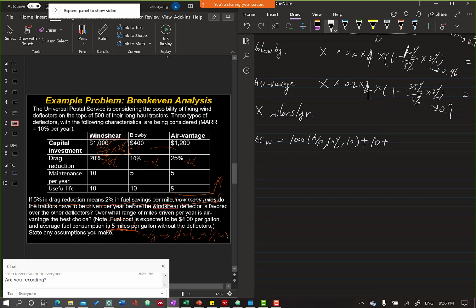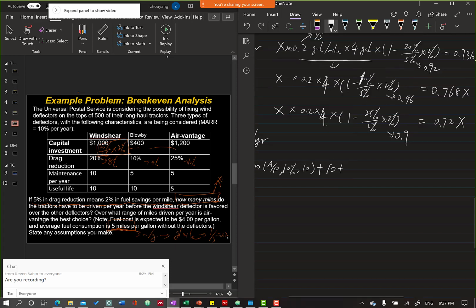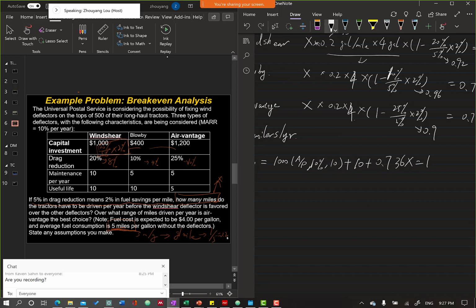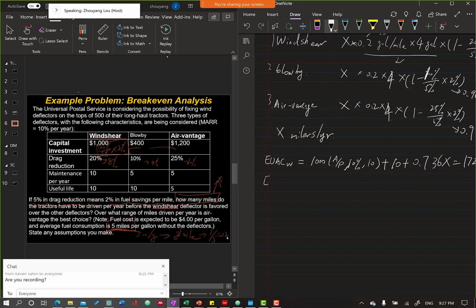And also this last piece, the fuel cost. So that's what we actually have just calculated. We just drop down the numbers here. So for the wind shear, that's at 0.736x. So this part, we will have 172.7 plus 76x. And then go to the next one. So the annual worth of blow by, that's capital investment 400 converted to annual worth.